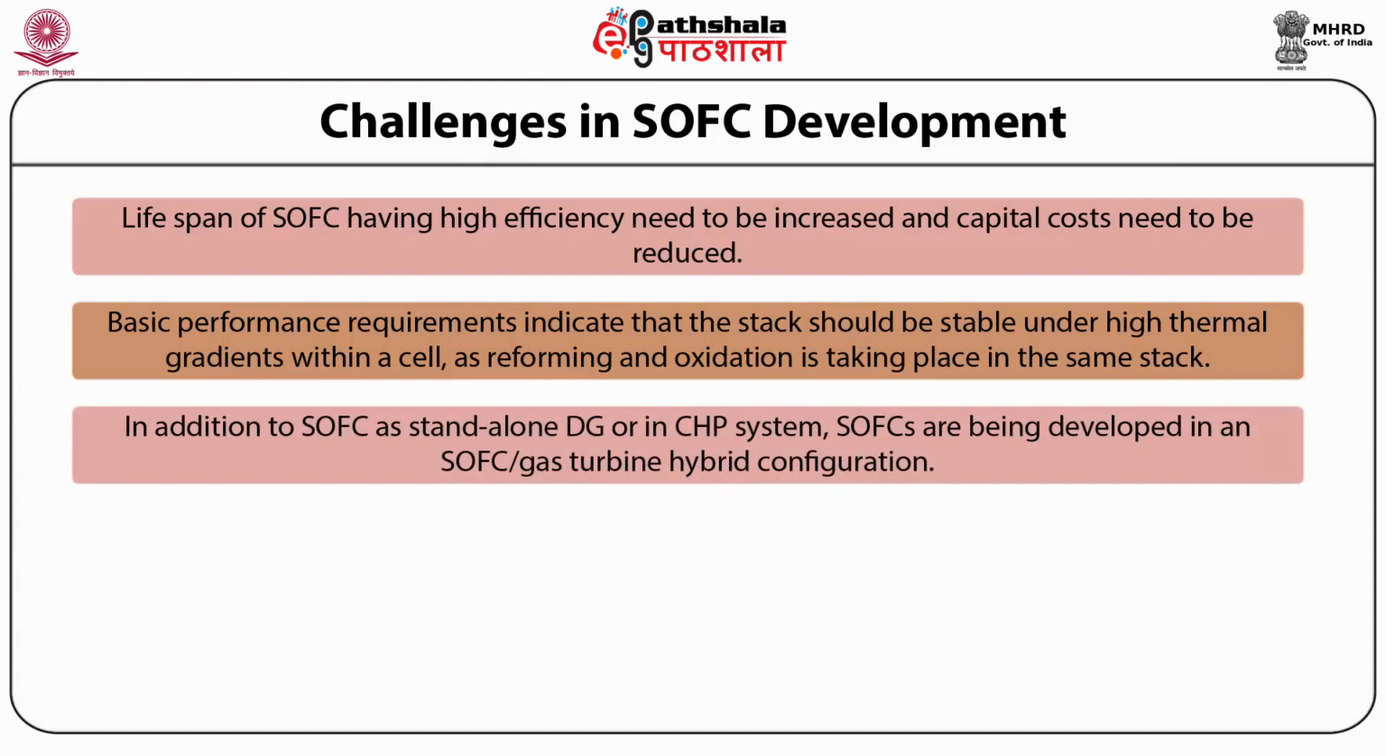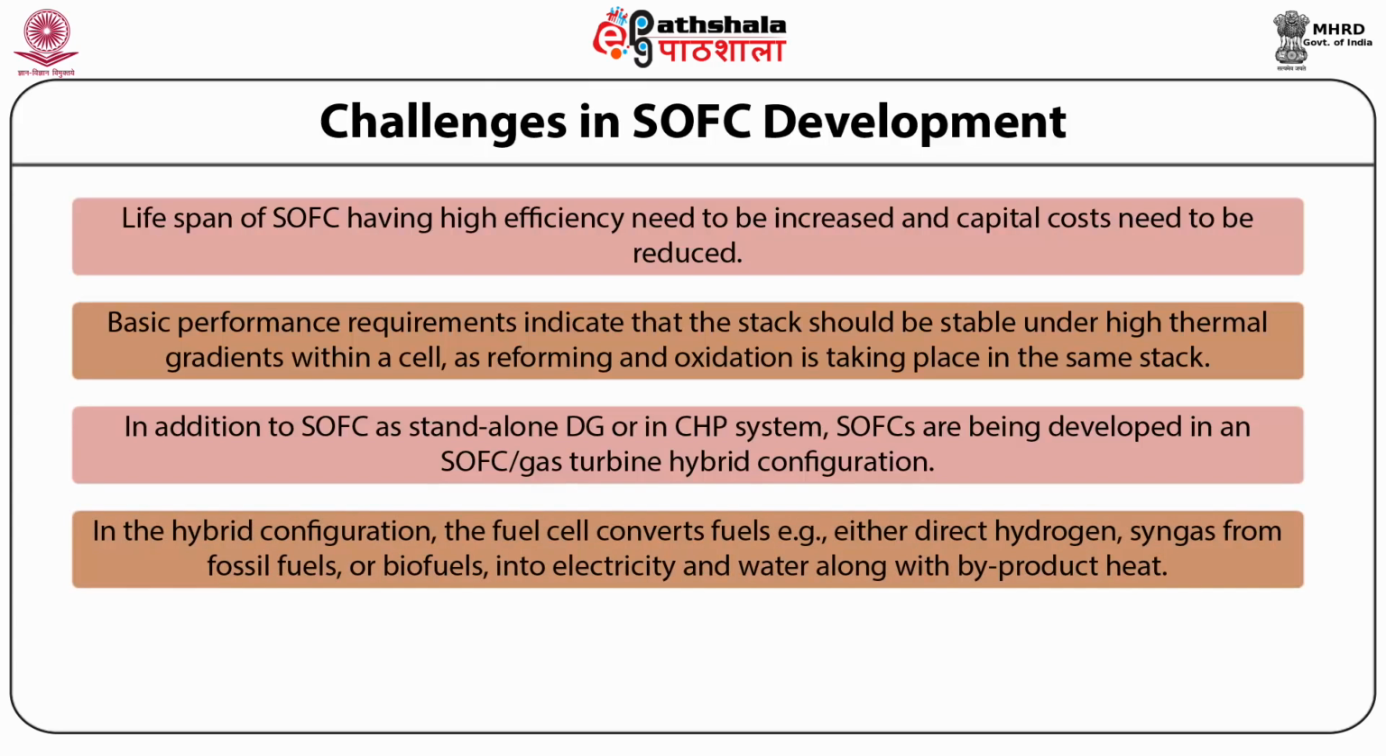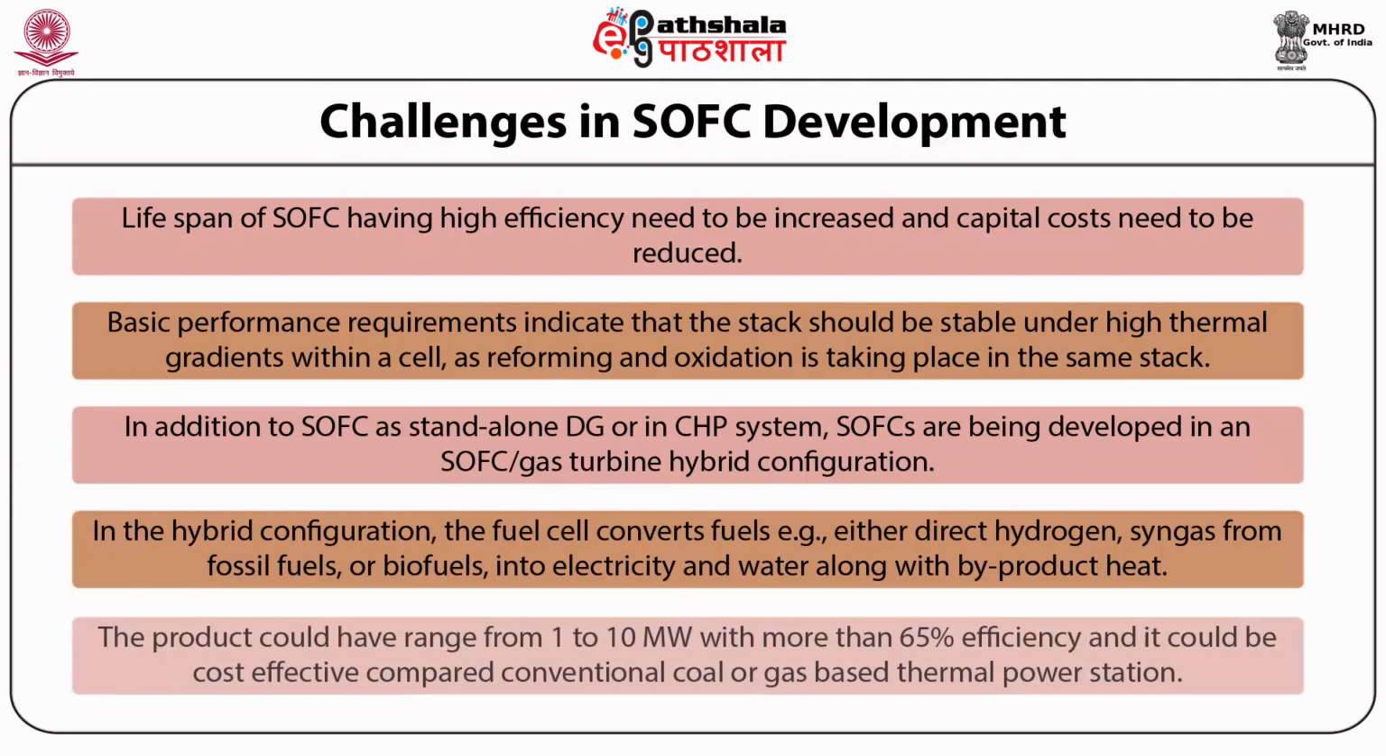In addition to SOFC as standalone DG or in CHP system, SOFCs are being developed in an SOFC/gas turbine hybrid configuration. In the hybrid configuration, the fuel cell converts fuels, for example, either direct hydrogen, syngas from fossil fuels or biofuels, into electricity and water along with byproduct heat. The residual fuel from the fuel cell is then burned by a gas turbine for additional electricity production. The product could range from 1 to 10 megawatt with more than 65% efficiency, and it could be cost effective compared to conventional coal and gas based thermal power stations.